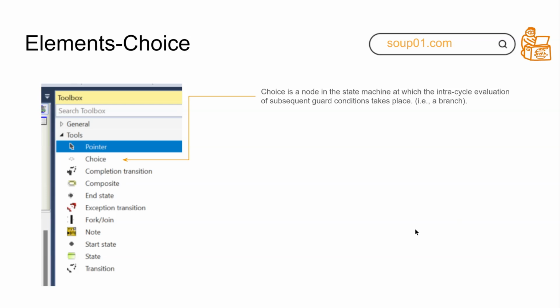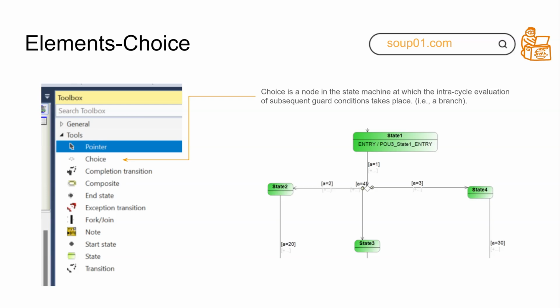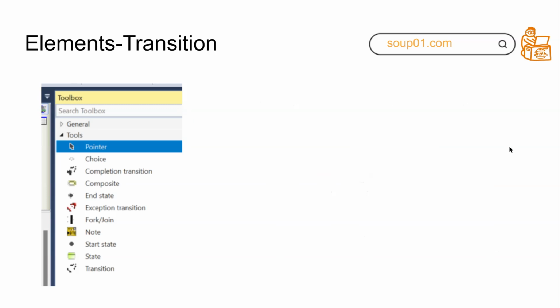You have a choice. Choice is the node where the state machine will branch, just a branch depending on your conditions or your transitions, to go to different statuses. In here, for example, I have status 1, then A is equal to 1, and go to the choice element. Then depending on your transition, you go to different statuses. For example, if A is equal to 4, I go to status 4. If A is equal to 2, I go to status 2. And if A is equal to 3, I go to status 4.